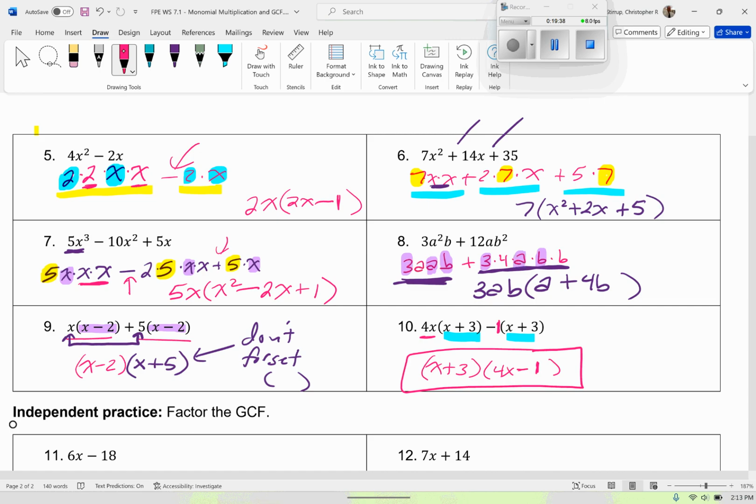Okay? We're going to work a lot with these. You got to trust me. I will get you through it. 1 is a placeholder. I love it.